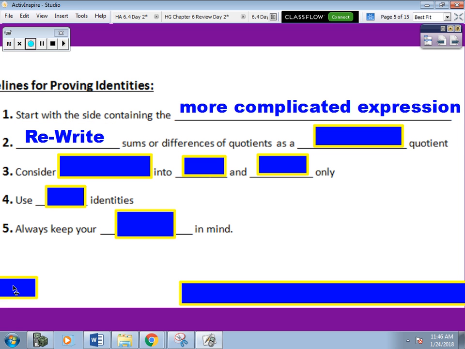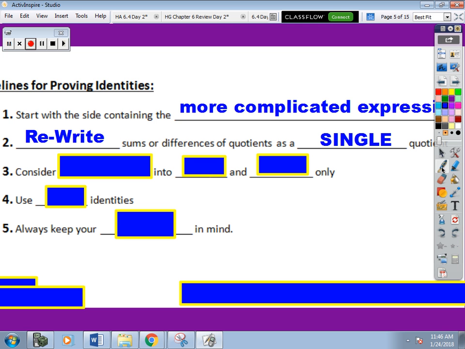And then you're going to rewrite sums or differences of quotients as a single quotient. So what I mean by that is, if you had, and I'll do algebra with it, x over 2 plus y over 2, you could rewrite this as x plus y all over 2, right? Because it has a common denominator. We're going to see instead of having a denominator of 2, the denominator might be like sine theta. And then we'll just rewrite it as one single quotient.